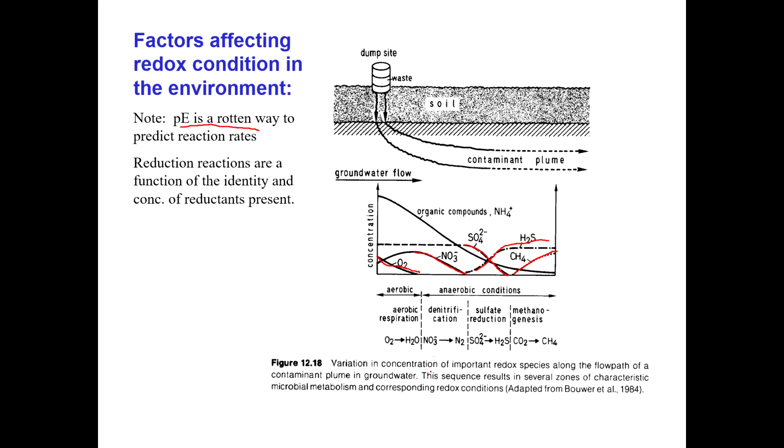So these have different names. Aerobic respiration is when you're using oxygen. Denitrification is when you're using nitrate. Sulfate reduction is when you're using sulfate. And methanogenesis is when you're using CO2 and reducing it down to methane.